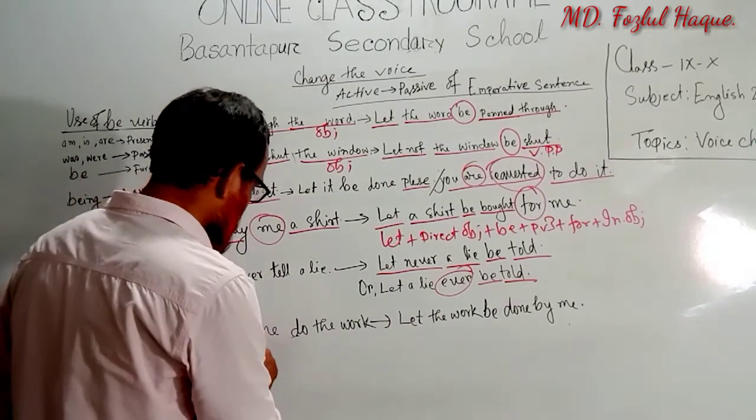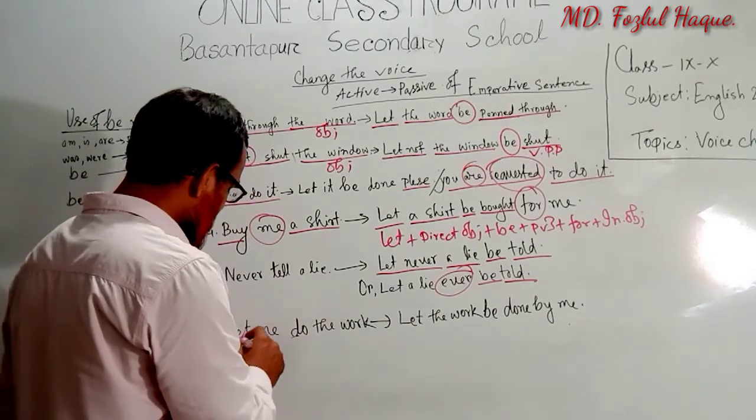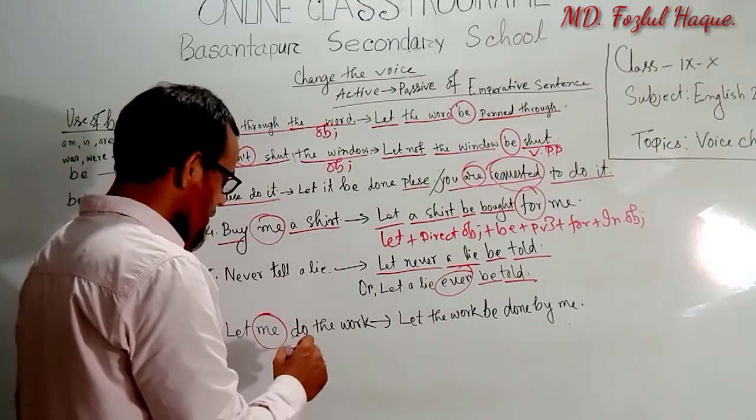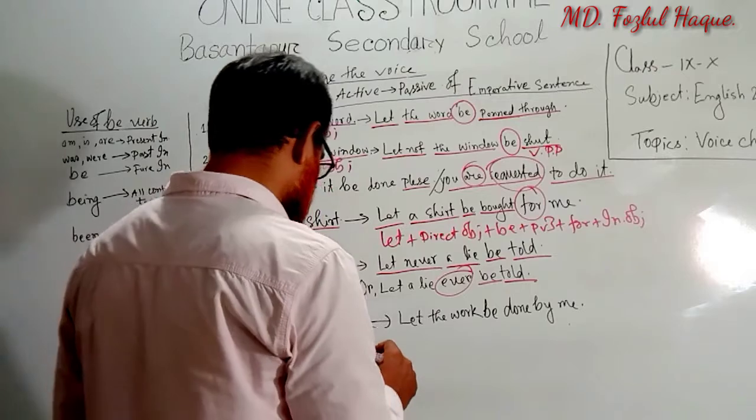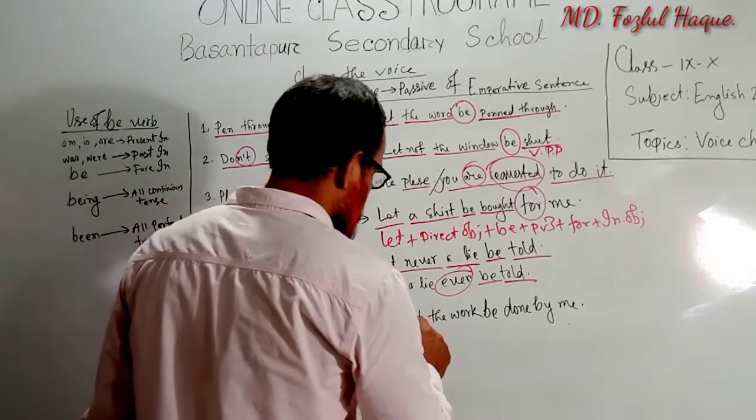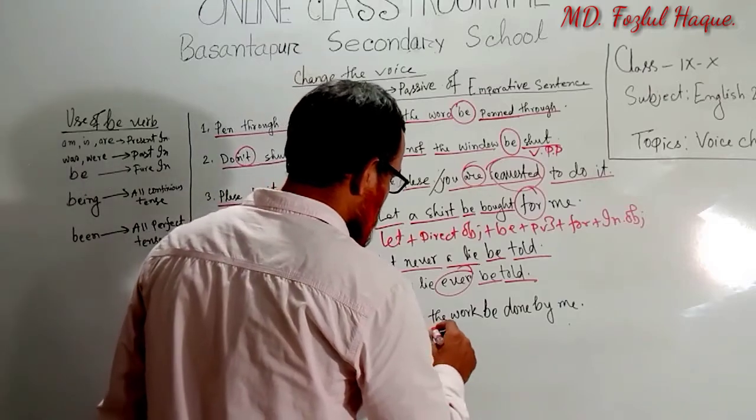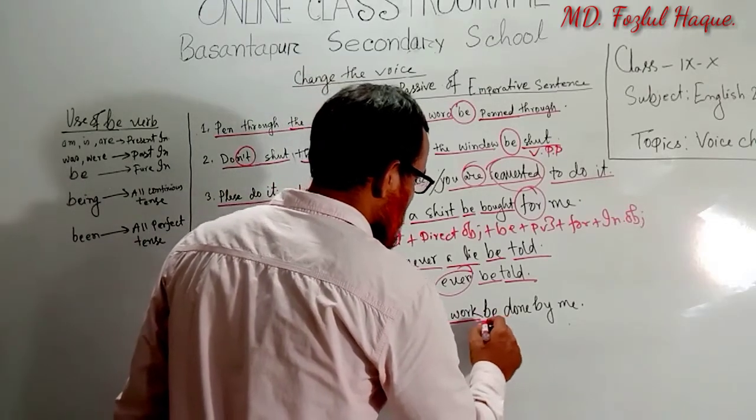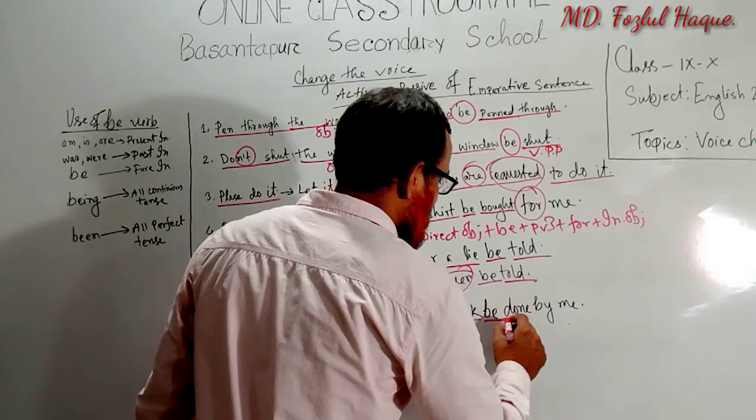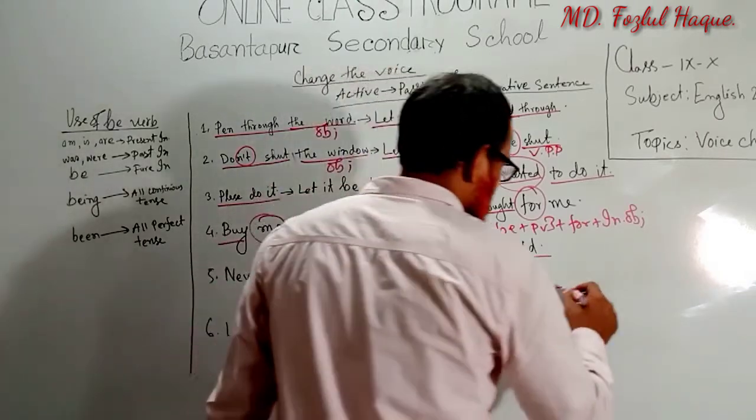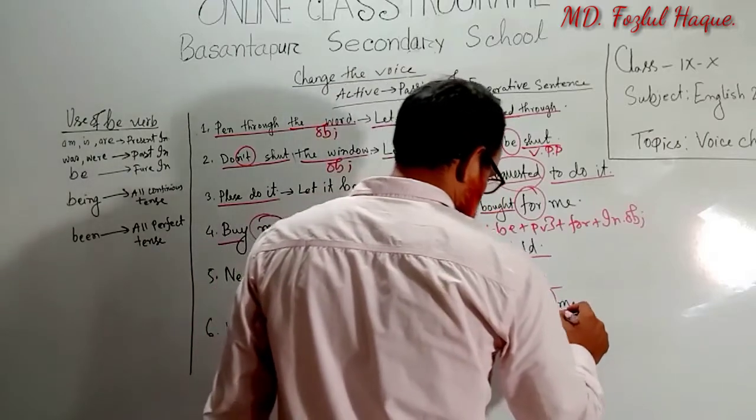Next, let me do it. Here, after let comes a personal object, or any pronoun. Then be, then the main verb in past participle. We use a preposition, then the personal object.